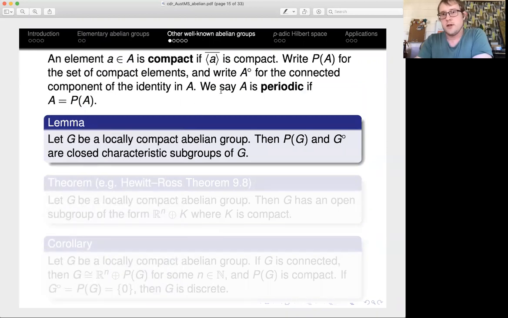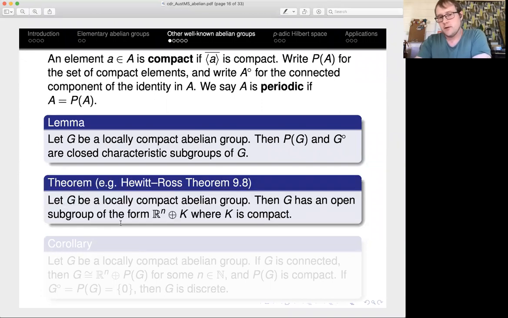So then the next question is, do the elements generate subgroups with compact closure? In which case we call it a compact element. And then we write P of A for the set of compact elements, and then I write A circ for the connected component of the identity. So these are both closed characteristic subgroups of any locally compact abelian group. This isn't hard to show.